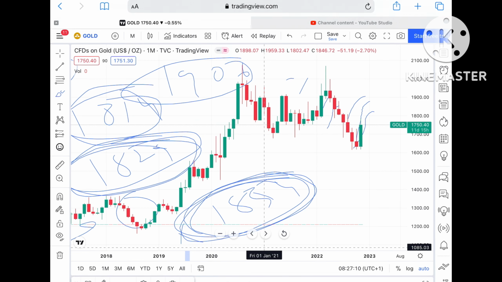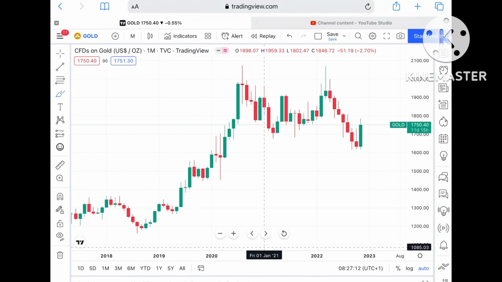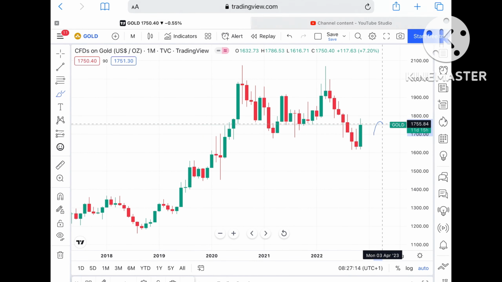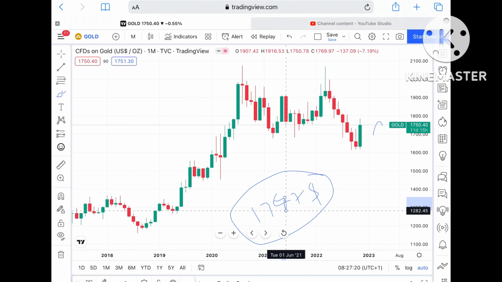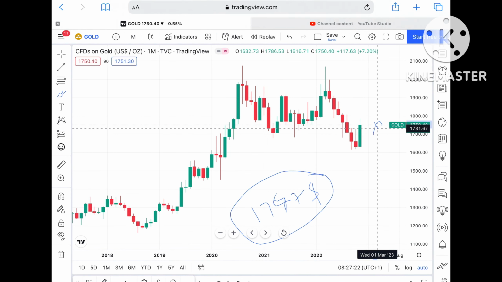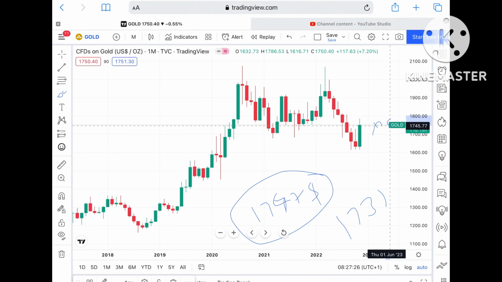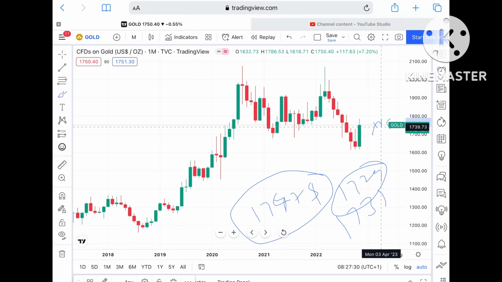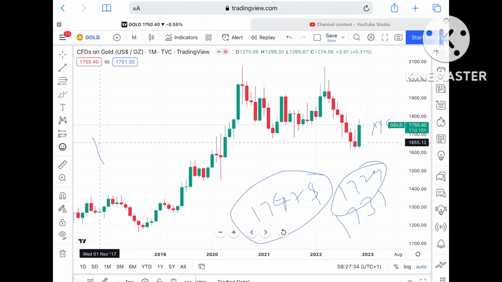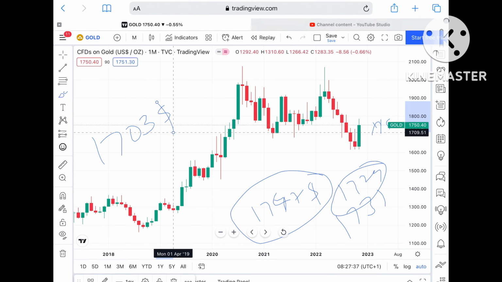Okay, so now look at this particular chart. Suppose this level didn't sustain, what can we see? We can see a strong support coming at around $1747. And if that level didn't sustain, then it can move further low to a level of around 1737. And if that level goes further down, then it can touch a level of 1729. Suppose the price didn't sustain that particular level also, then it can move further low towards a level of $1703.